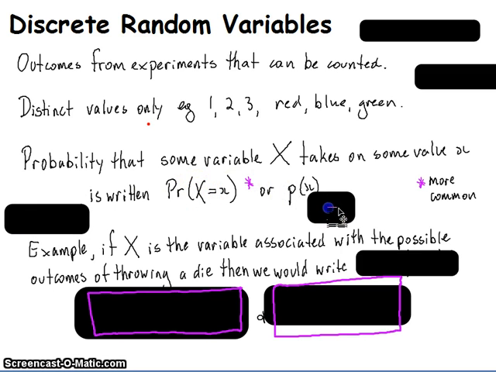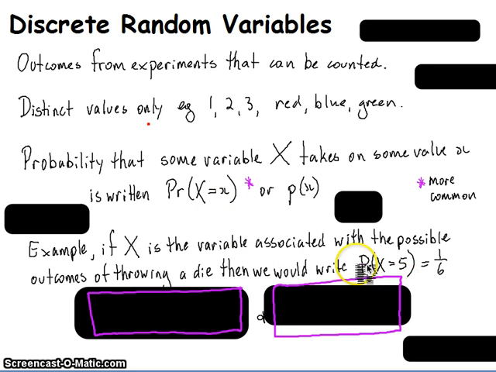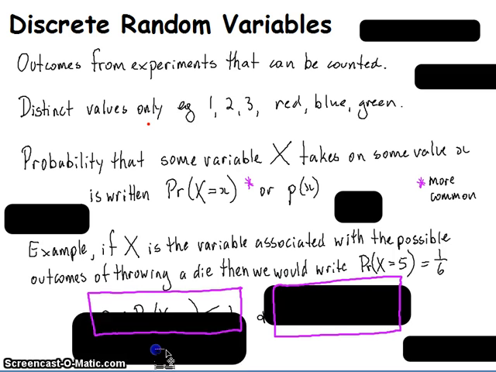Now this is probably what you're used to writing, but we're going to be moving on to this as our most common way of writing the probability of some particular thing happening. Now, if X is the variable associated with the possible outcomes of throwing a dice, we would write the probability that X equals 5 equals 1 over 6. So that's how we're going to be writing them from now on.